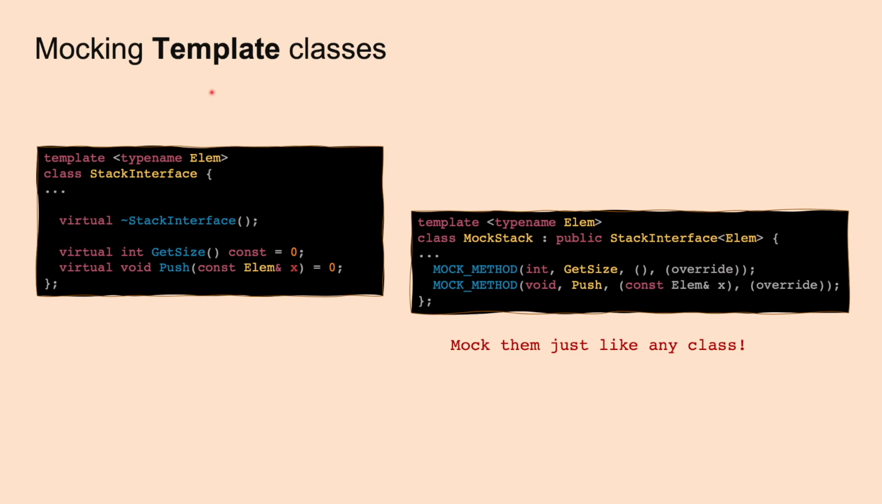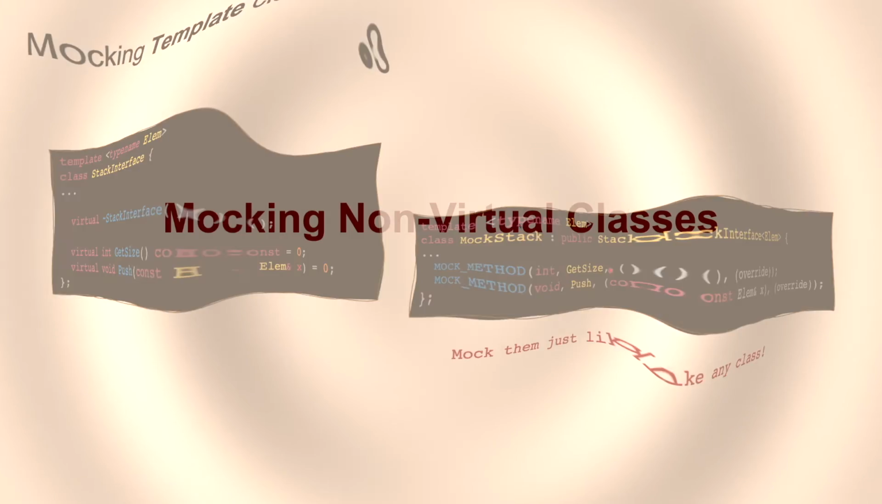Up next, mocking template classes. What if I have a class that is templated? How would you mock this class? And the answer is that it's so easy. Just create your mock class and make that also a template very similar to what you had here. So here I'm saying my mock class is inheriting from this interface, and it is a template class, and you pass this template parameter to what you are inheriting from, to the interface, and the rest is just like before.